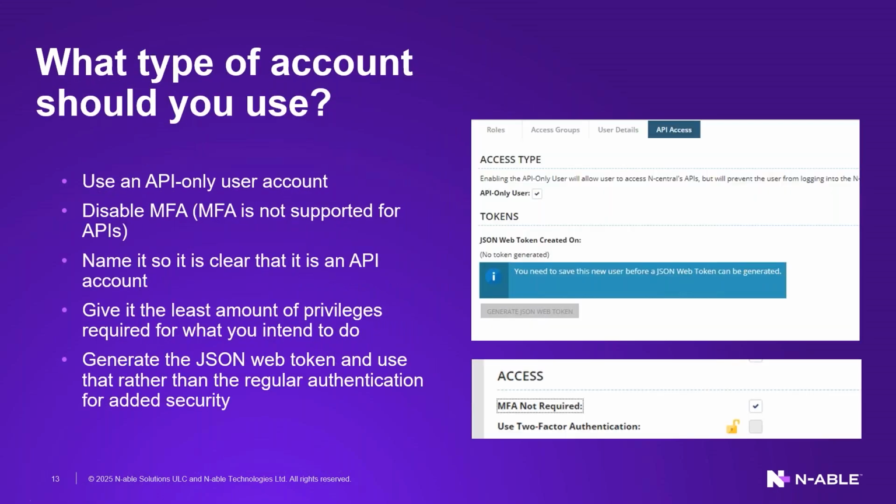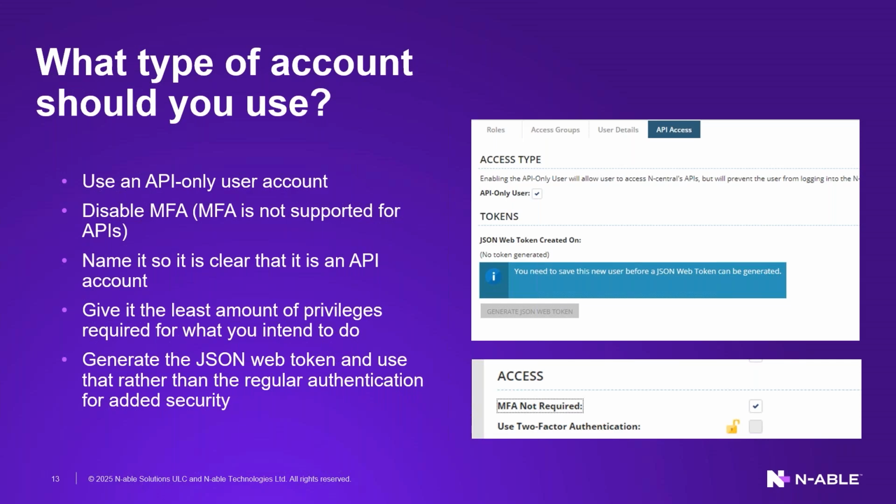So in terms of interacting with the REST APIs and N-central, what type of account should you use? The simple answer to this is an API-only user account. It's important when you create an API-only user account that you disable MFA, as MFA is not supported on APIs. But by making this account an API-only user account, the user account will never have access to the N-central UI as well. So it'll only be able to query using an exchange of JSON web tokens.